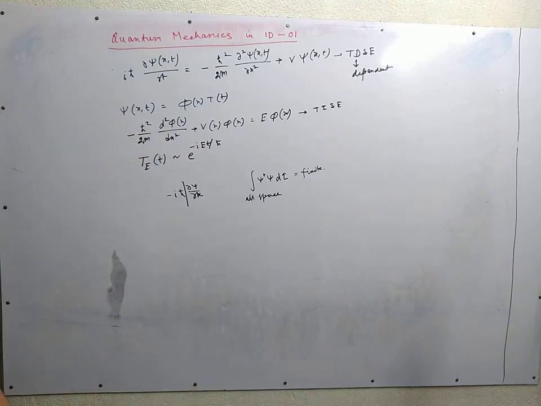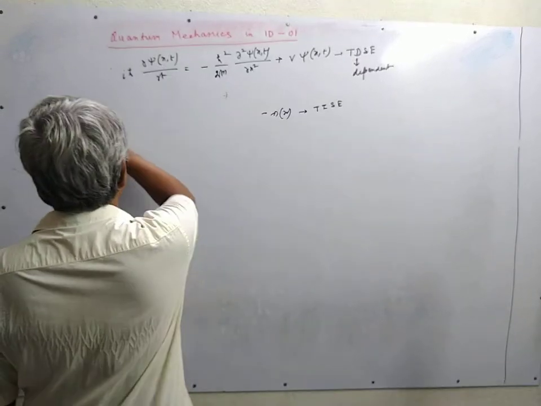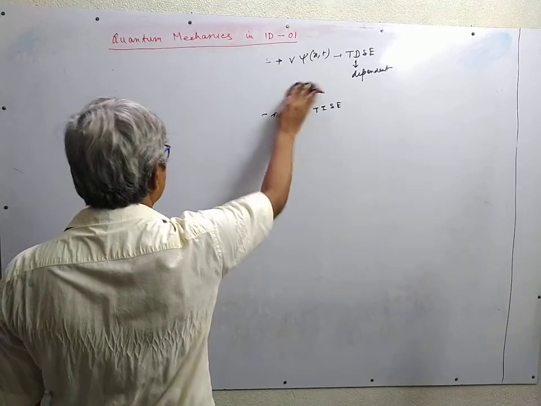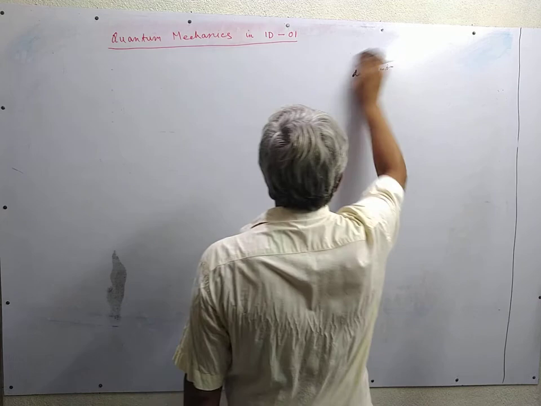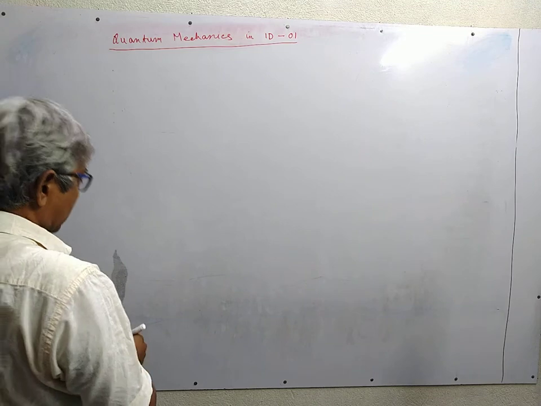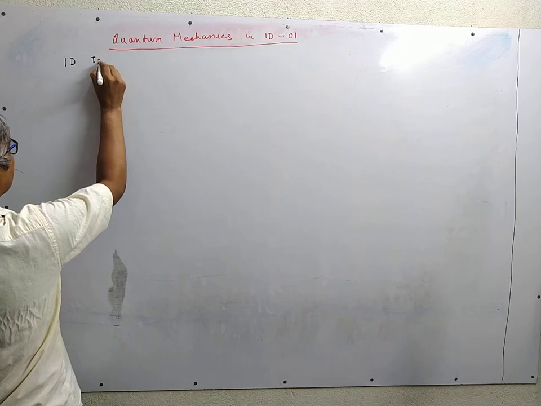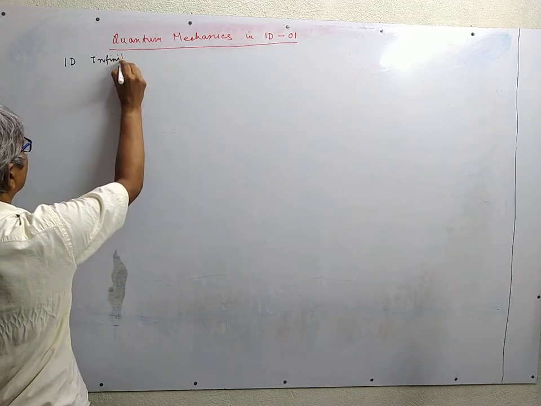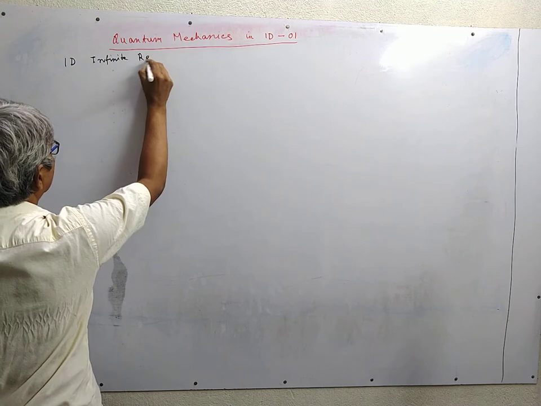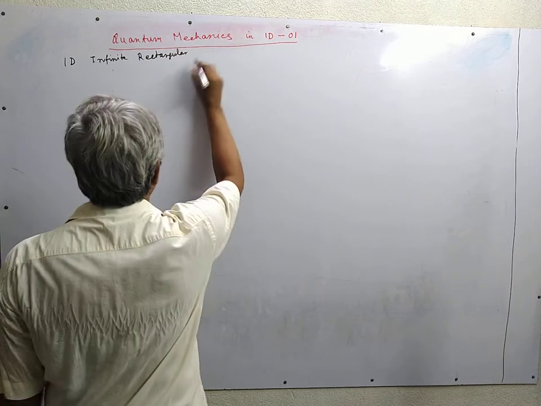With this concept, we shall come to problem solving. First example, we consider an infinite potential well, that is the particle in a box. We have considered this one during the development of the Schrodinger equation, but we shall consider some other points. One dimensional asymmetric potential well.